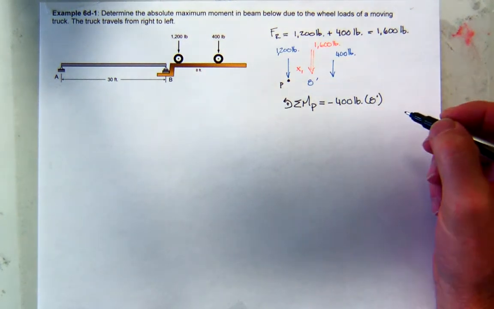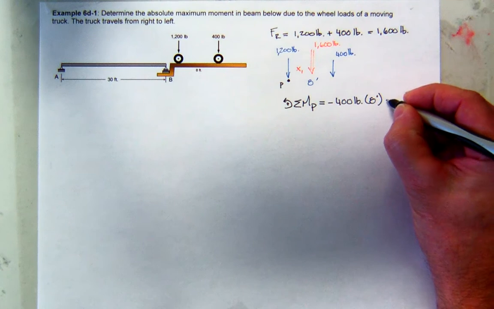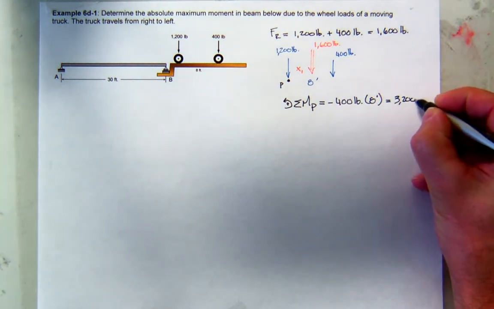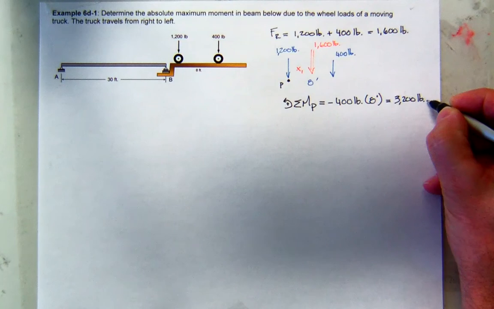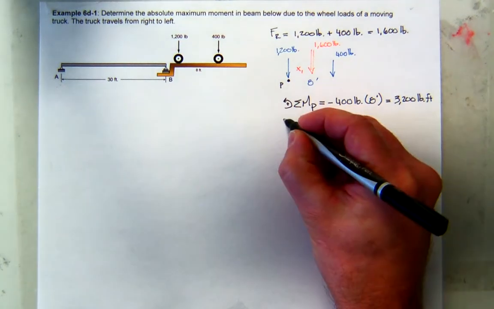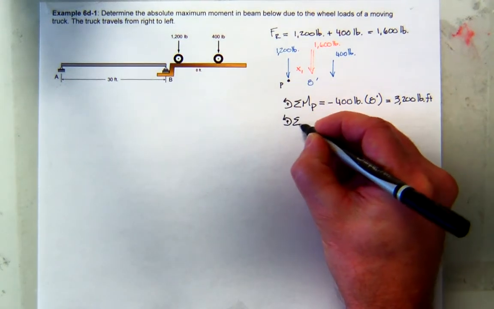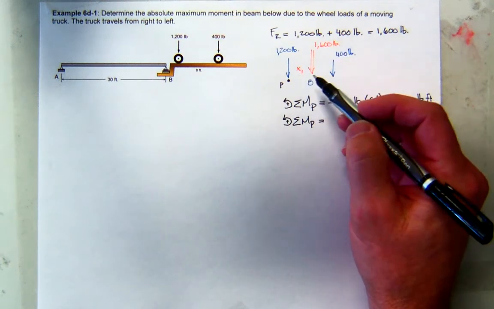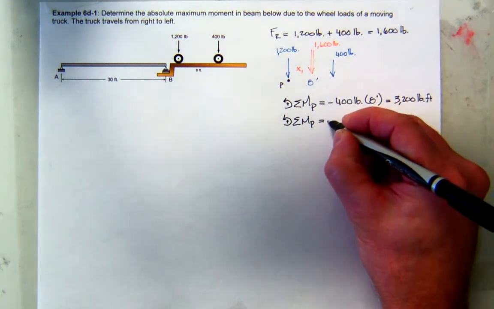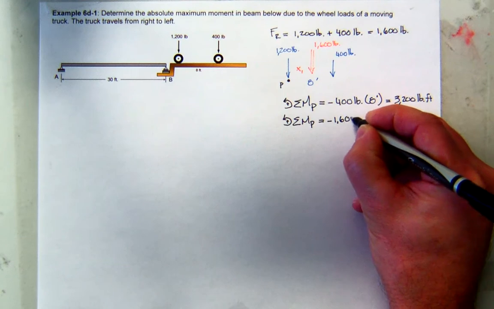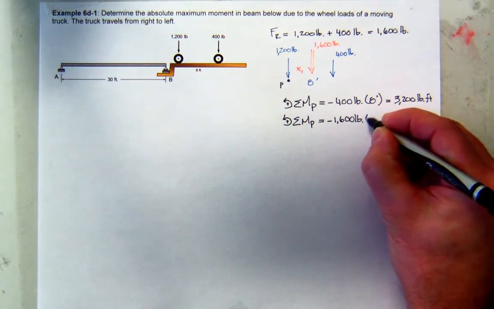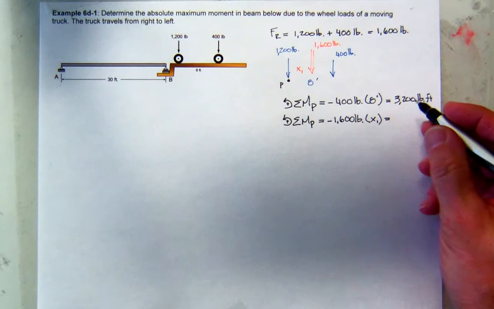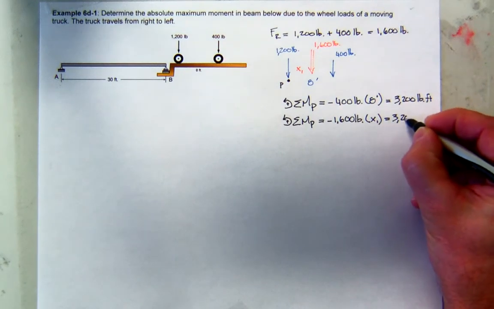Now, this is not equilibrium. This is just moment. So that would be what? 3,200 pound feet. Also, if I sum moments about the same point, but just considered the equivalent set, then what would I have? I'd have minus 1,600 pounds times a distance of x1. And that should also be equal to 3,200. The effect has to be the same.